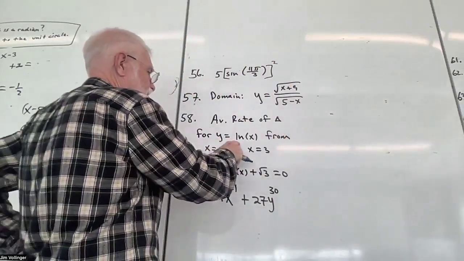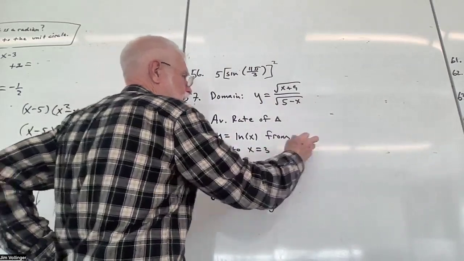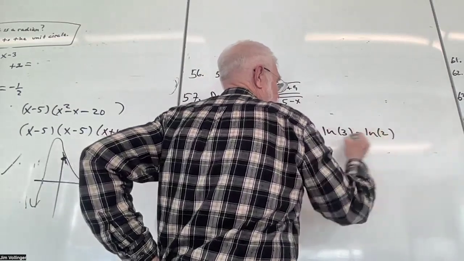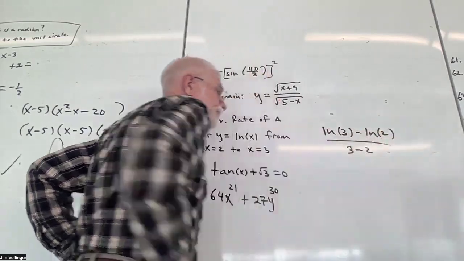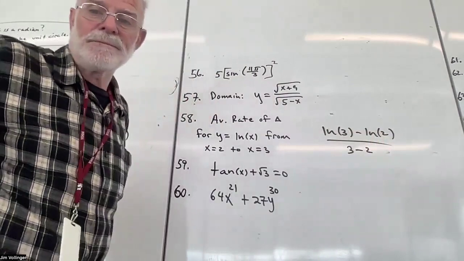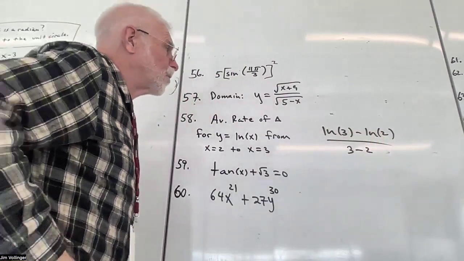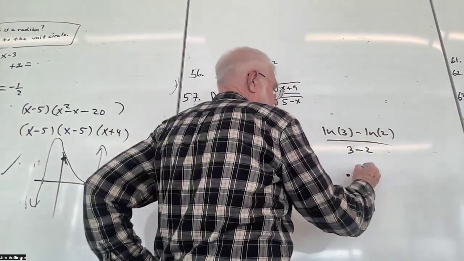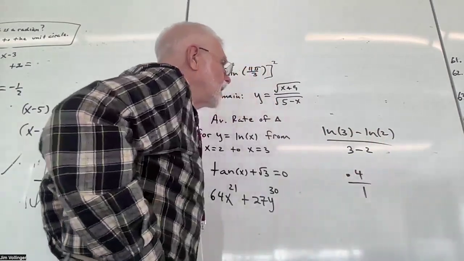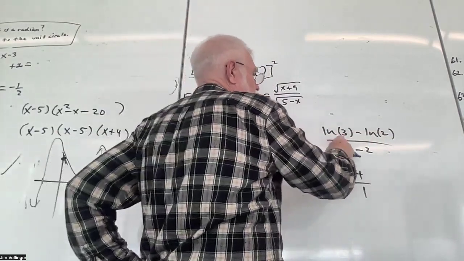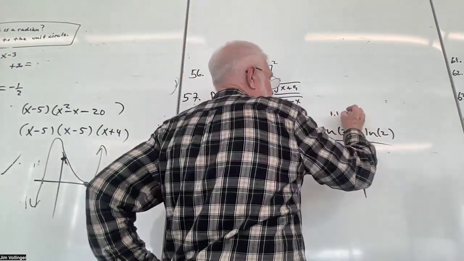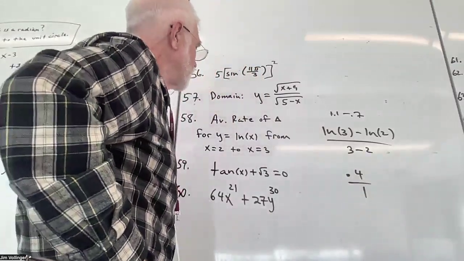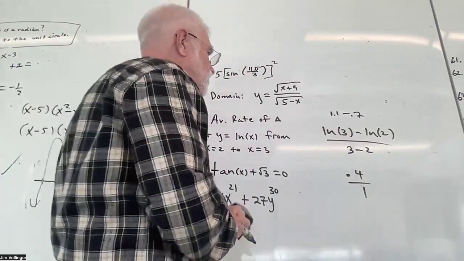Average rate of change for ln of x from 2 to 3. Well, that's simply the ln of 3 minus the ln of 2 over 3 minus 2. y2 minus y1, x2 minus x1. What is that? Is it a positive slope or a negative? Going up at about 0.4 to 1. ln of 3 is approximately 1.1, ln of 2 is 0.7. All right, so we're going up at a very slow rate. And the ln of x, what's it look like?